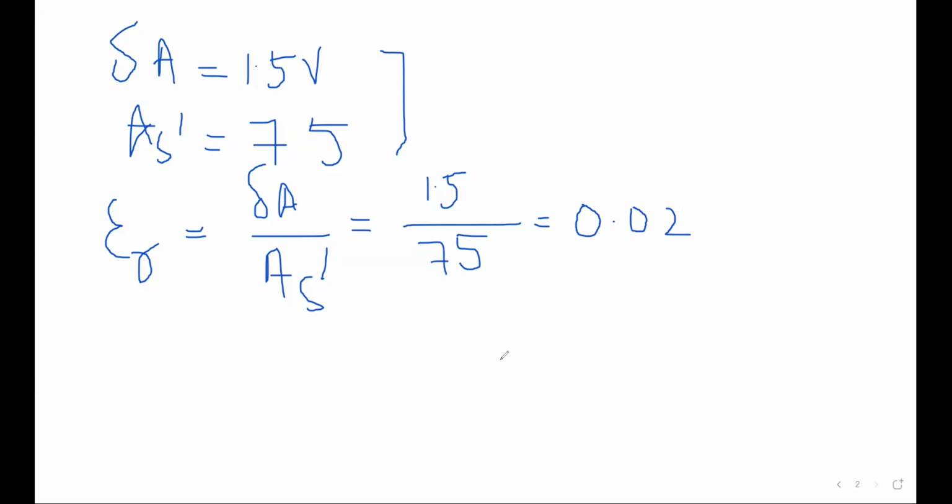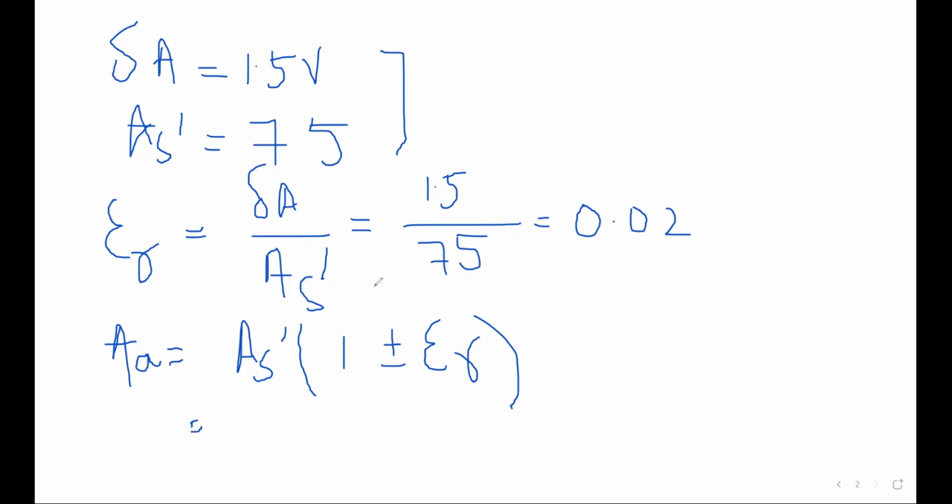Now you have to use the limit formula. You have to write that the voltage being measured is between the limits of. So now you have to find the limit. What is the limit formula? That is the actual value equals the nominal value, that is AS dash, in bracket, 1 plus minus epsilon r, right? From this equation, you know all the values. AS dash is from the problem, it is 75. Okay, it's given. So you can easily find out the actual value.